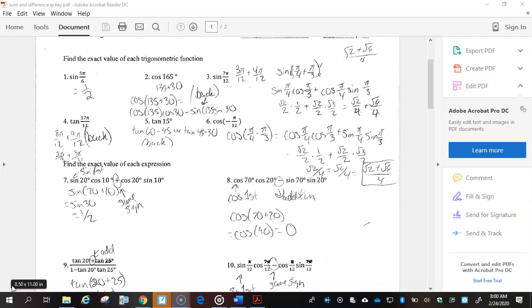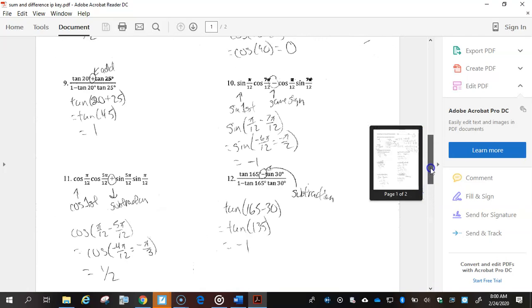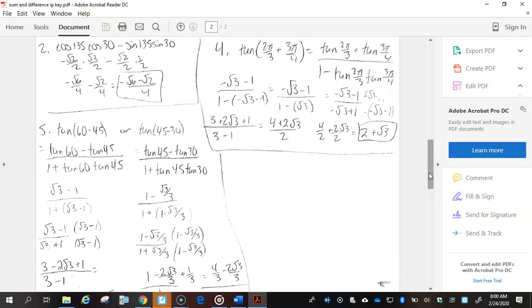Sorry, can you scroll up? Hold on 1 second. So number 2, negative √6 minus √2 all over 4. I'm going to talk about 5 here in a second. If you have those switched, that's fine, as long as they're both minus. No, but it's not. I have it negative, but plus. I have to see it.